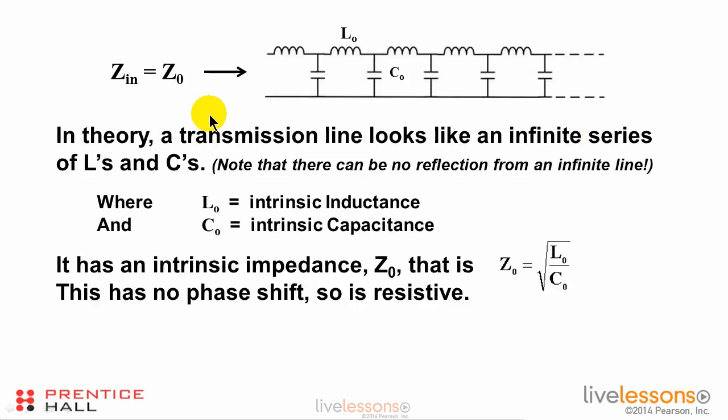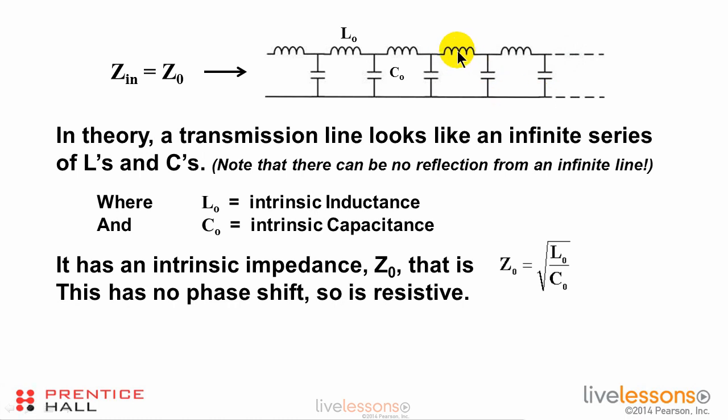Now, in theory, a transmission line looks like an infinite series of L's and C's. Here we have a copper trace. Here we have typically the return path on the plane. We look at the trace as though it consists of a large number of L's and C's, the inductance of the trace and the capacitive coupling between the trace and the plane. Now, in practice and in reality, this is a distributed inductance. It's distributed all the way along the trace. And this capacitance is a distributed capacitance all the way along the trace, between the trace and the plane.